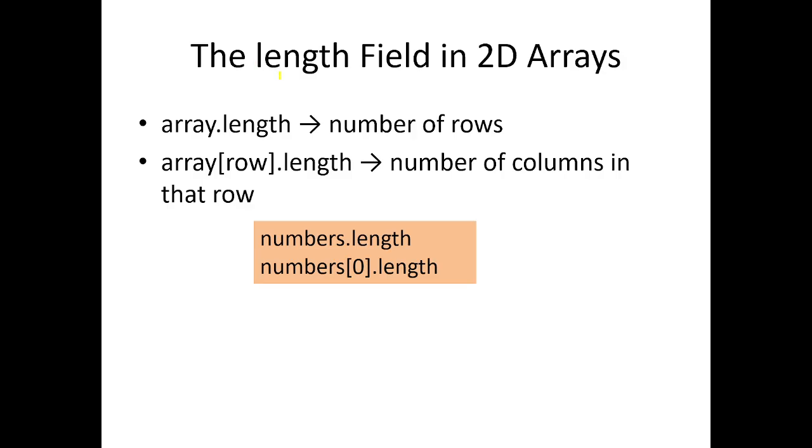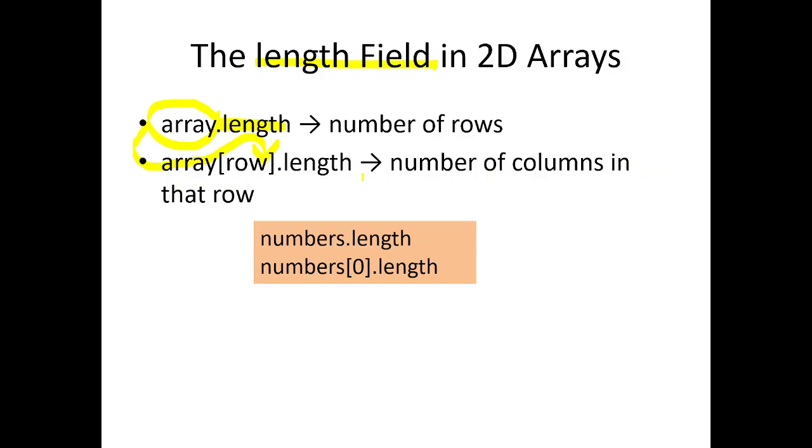Okay, so what we have in the previous one-dimensional array in terms of the length field is also applicable in this two-dimensional array. So we still use dot length. For the length field in a two-dimensional array, the first length represents the number of rows. Start with the number of rows, and then that information will be passed to your second one using array row dot length. So where does this row come from? It should be from the previous array length, which is your number of rows.